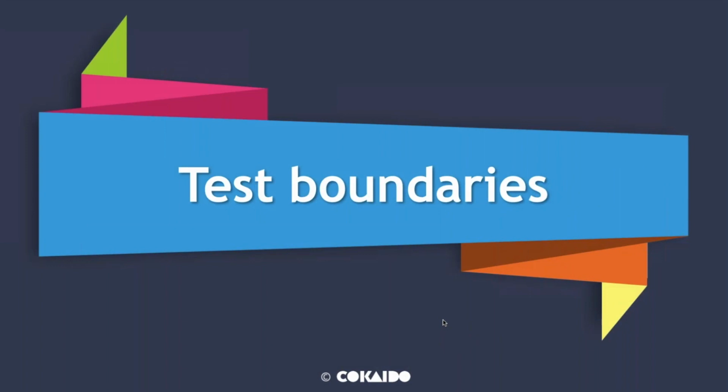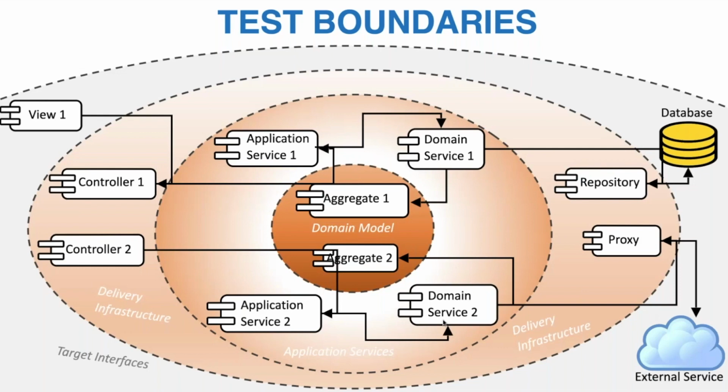So the next thing I would like to talk about is test boundaries. I think this is quite an important thing when we are talking about test driving code. So assume we have a typical application. Could be a backend application, does not need to be. But for the sake of it, let's say it's a backend application. It has views, it has controllers, some application services or use cases or something like that. Then it has a domain model in the middle, might have some domain services, repositories, a database, an external service being abstracted by a proxy. So how do I test this?